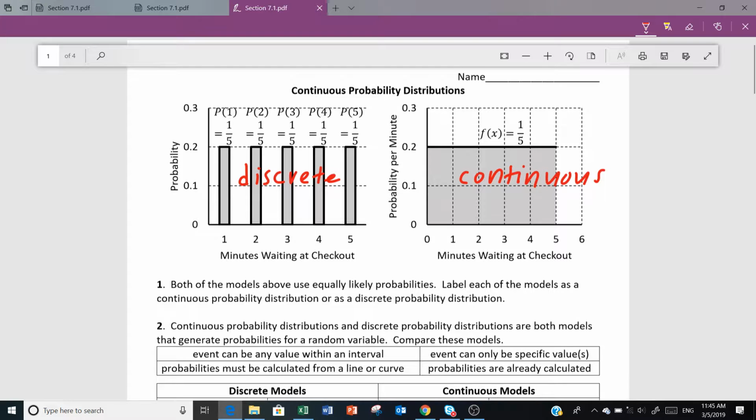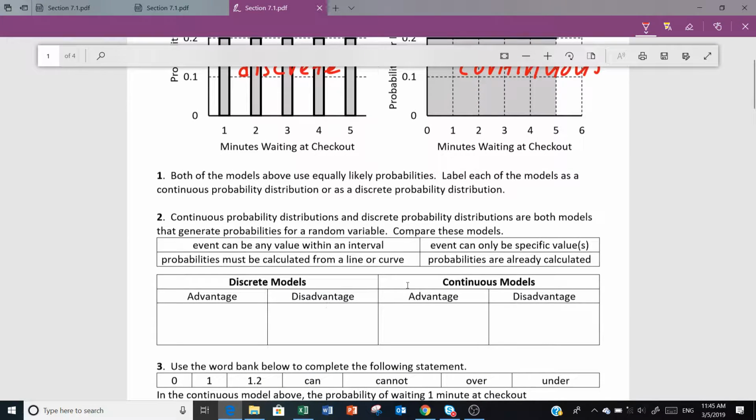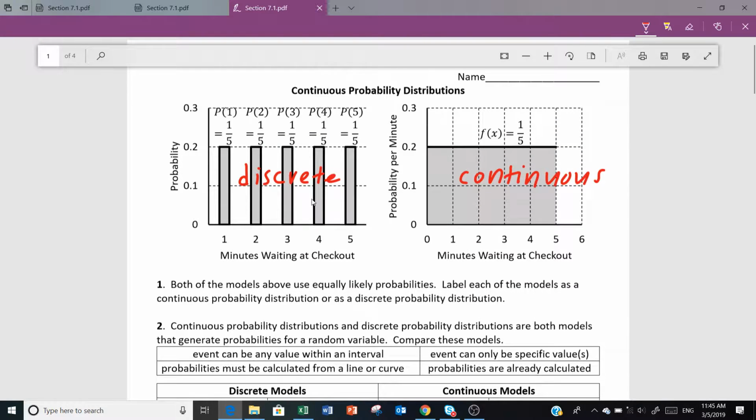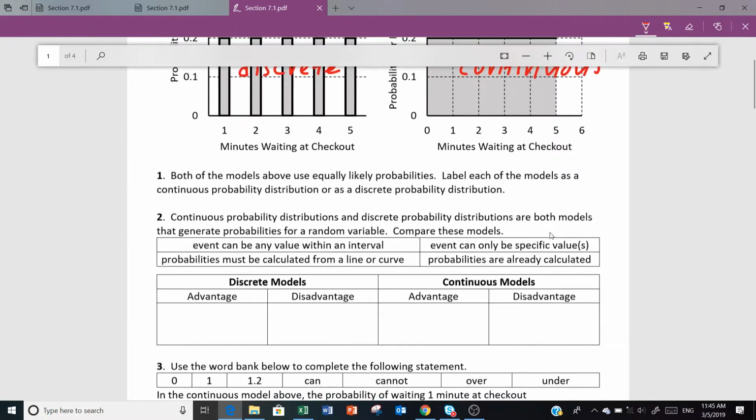Okay, number 2, we're going to compare discrete and continuous models. Both of these use equally likely probabilities because that's why each of these probabilities is 1/5, because there's 5 outcomes here. And this would also be equally likely because we're putting a straight line here. We're saying getting a 0 is just as likely as getting a 5. Okay, let's go ahead and see if we can put each of these boxes into these 4 boxes over here.